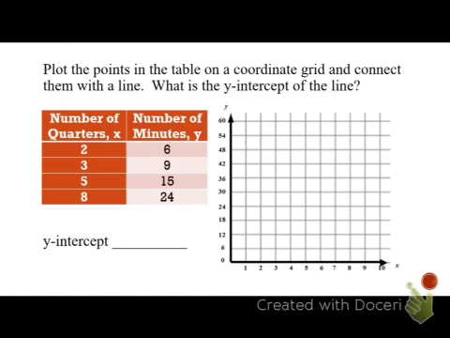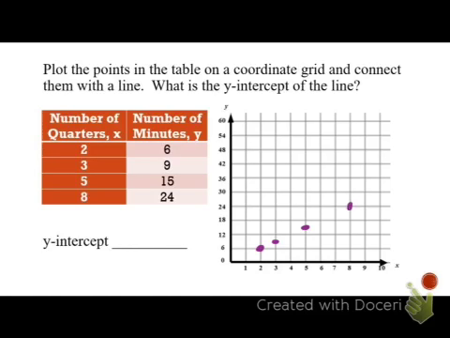Our next question is a continuation of the last, and it's asking you to plot the points in the table on a coordinate grid and connect them with a line. We then want to know what is the y-intercept of the line. In our table, we're given ordered pairs. You always start by plotting the X value and then the Y value. So our first ordered pair is 2, 6, which is here. Our next ordered pair is 3, 9. Our next ordered pair is 5, 15. And our last ordered pair is 8, 24.